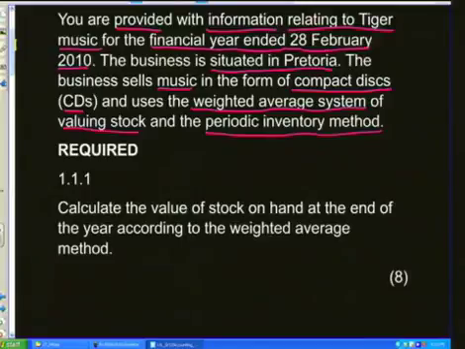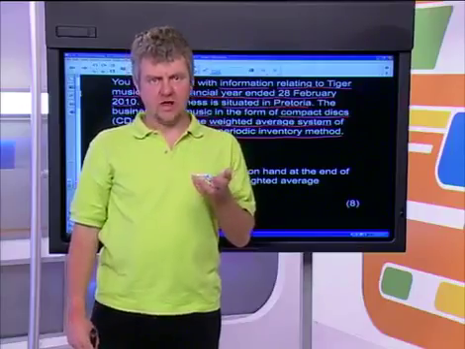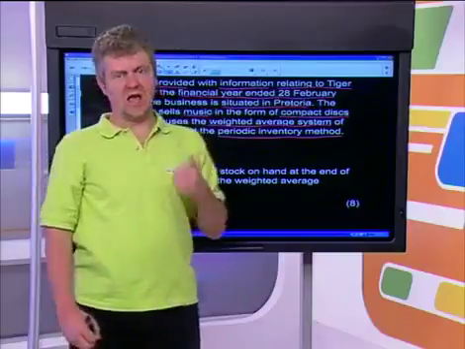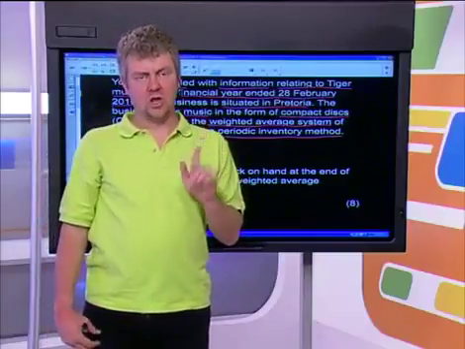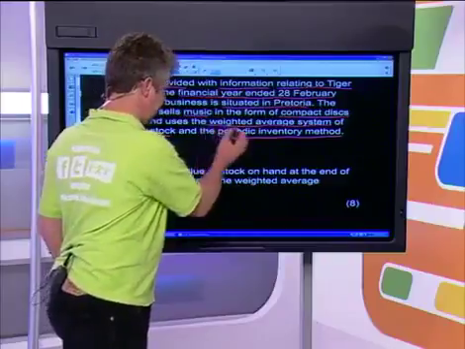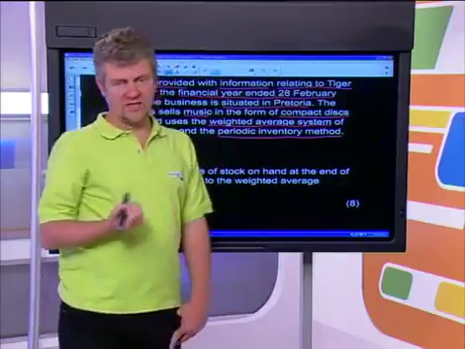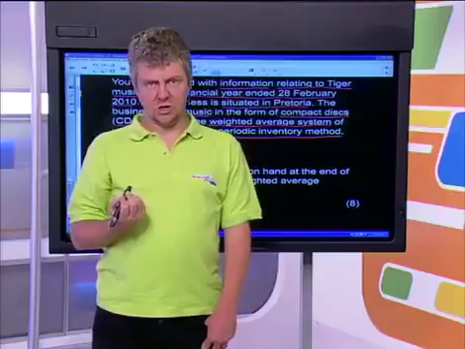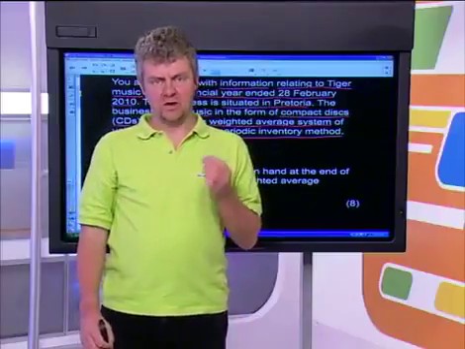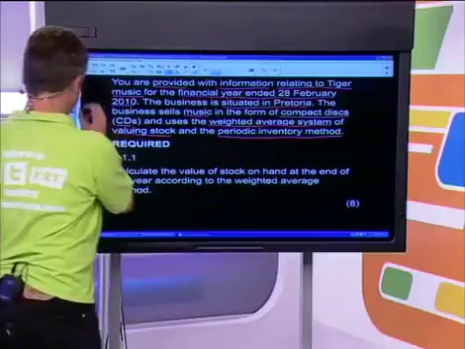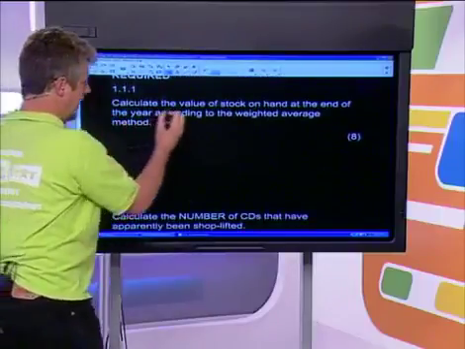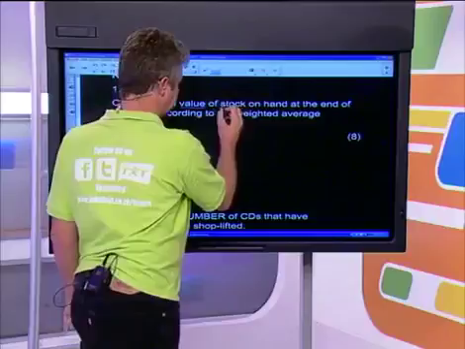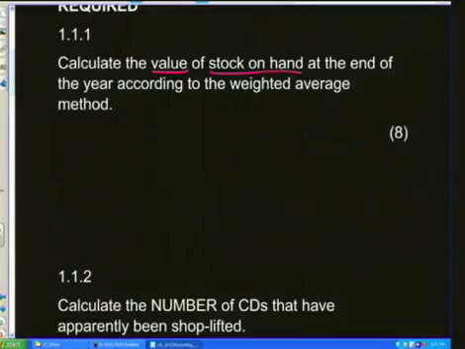Very important, Mindset, is to read the question fully, study it well, to make sure that you know which inventory method is being used and which stock valuation system. So we're using the periodic inventory system and we're using the weighted average system of valuing the stock. So now that we know that, we're in a position to answer the first question. The first question says, calculate the value of the stock on hand at the end of the year according to the weighted average method. And we've actually just been given a completely blank page in which to do it.